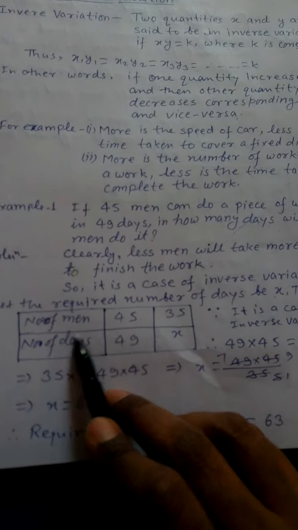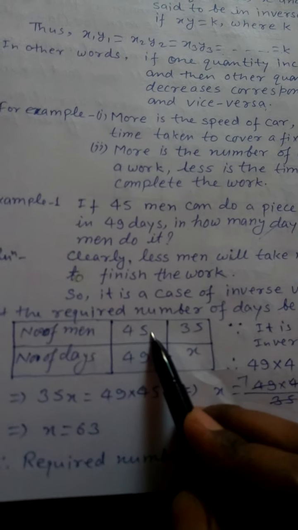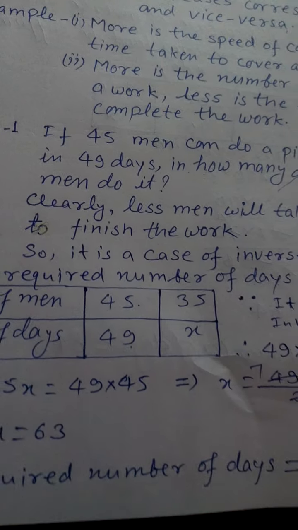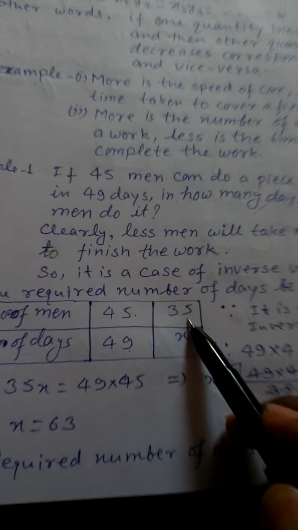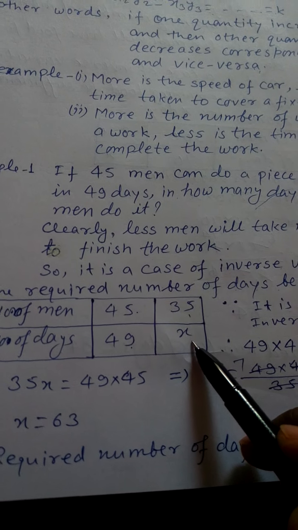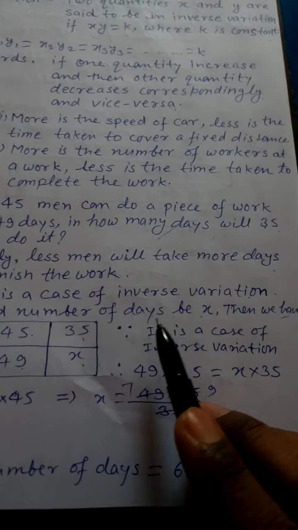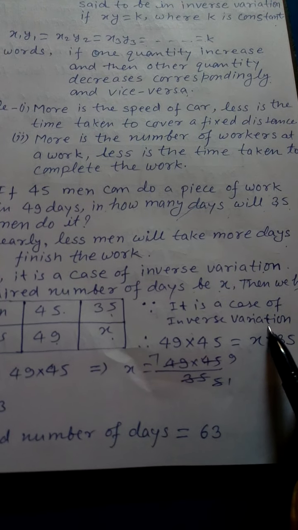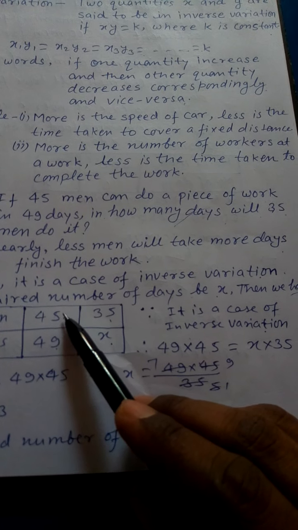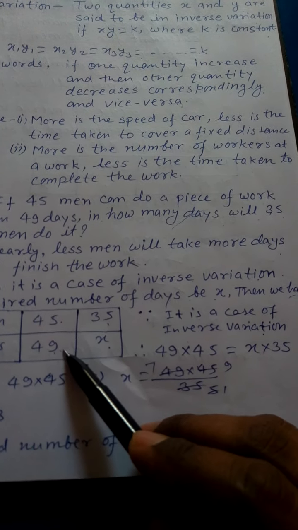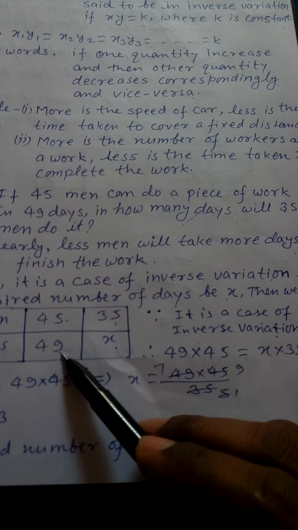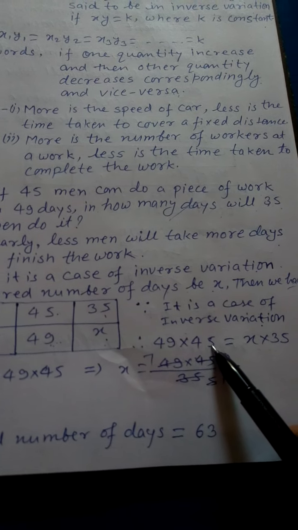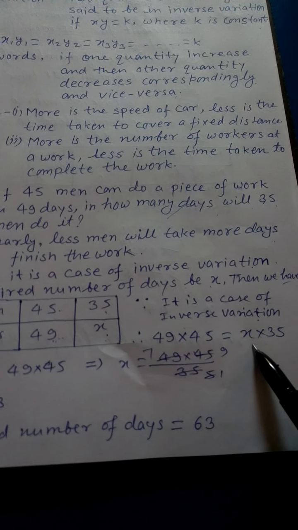Then we have this table. 45 men completed the work in 49 days, and 35 men completed the work in x days, as we consider. Now since it is a case of inverse variation, x into y remains constant. So 45 into 49 must be equal to 35 into x. So 45 into 49 equals 35 into x.